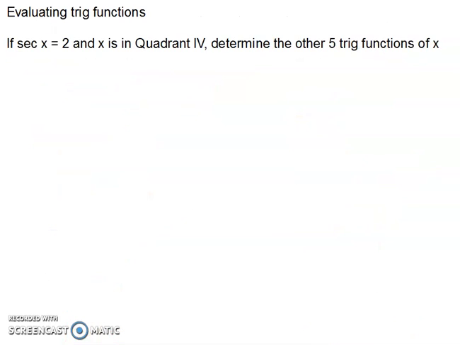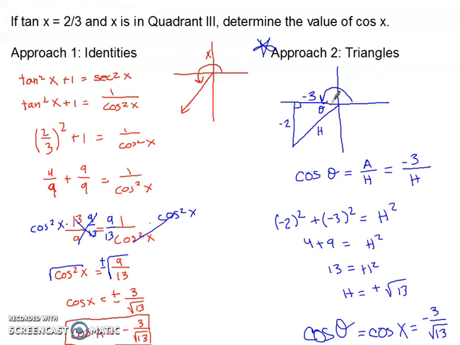And our last part for this section, section 6.3. If secant of x is 2 and x is in quadrant 4, determine the other 5 trig functions of x. Now in this case I am going to use approach number 2 using my triangles because we've got 5 trig functions to use. And if I set up my triangle once, it's pretty easy for me to go through and just find all the trig functions versus having to go through this entire process using identities 5 times.